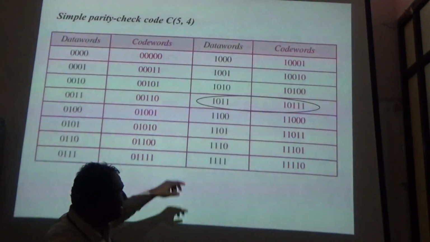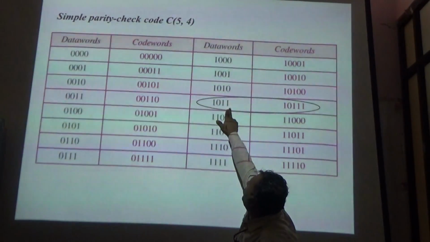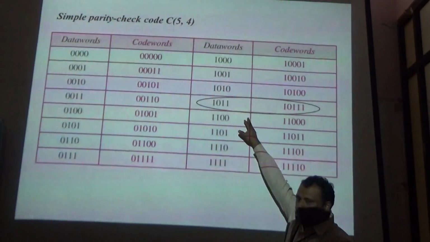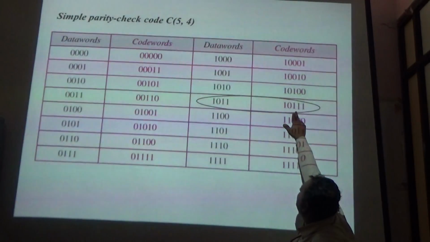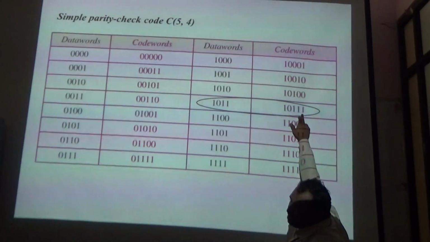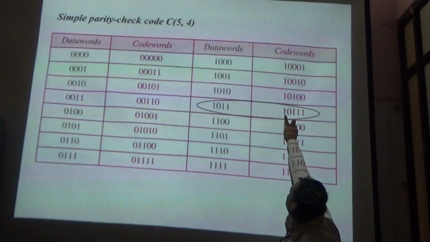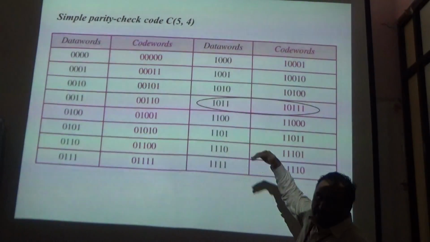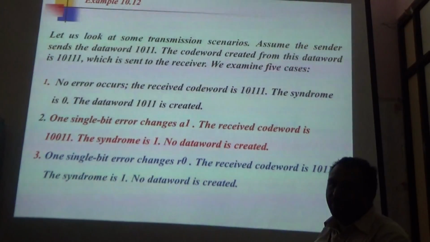Let us take this example. If the data word to be transmitted is 1011, obviously we will not transfer just this data word. Instead of that, we will transmit 1011 and a parity bit, or redundant bit, as 1. So the code word that we transmit is 10111. Next, there could be a variety of different cases that could happen.